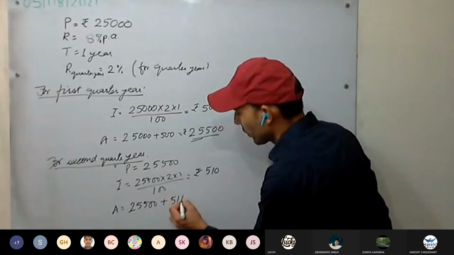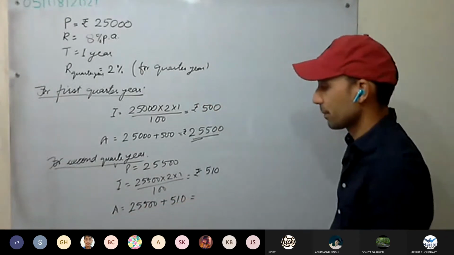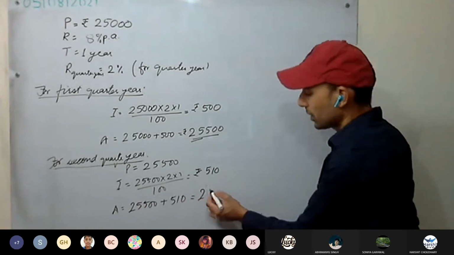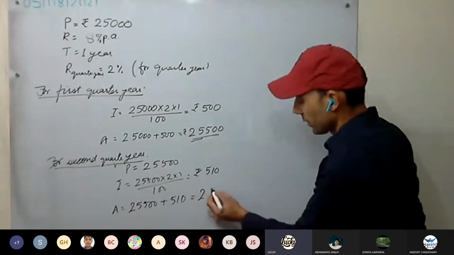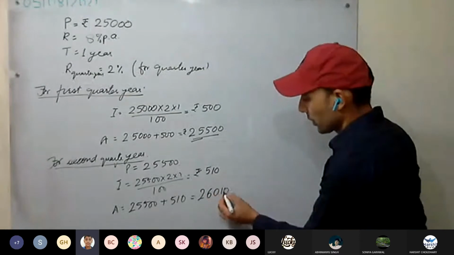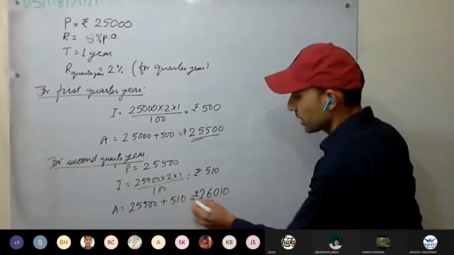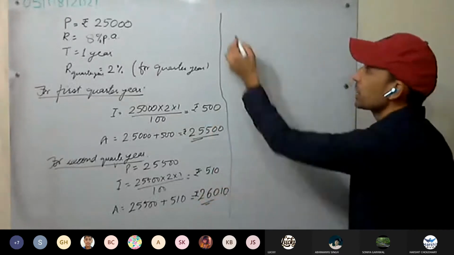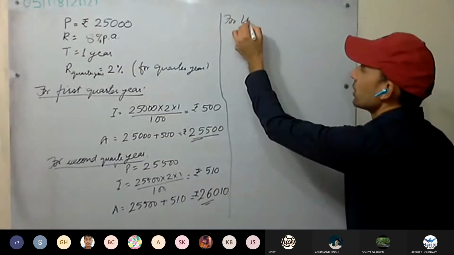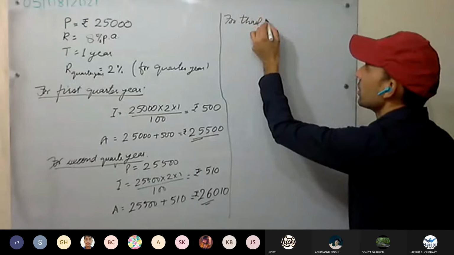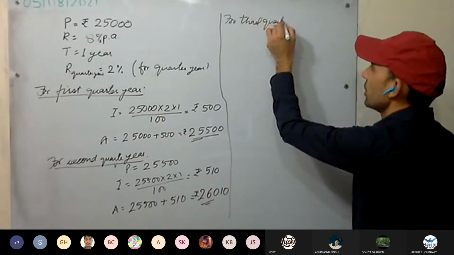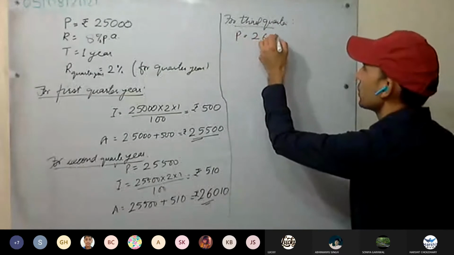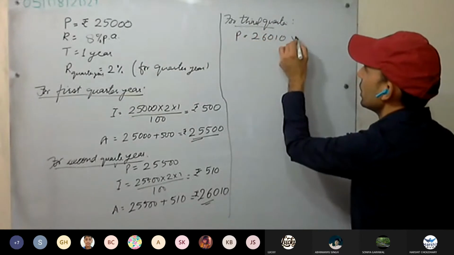So the amount is 25,500 plus 510. How much is it? 26,010 rupees. This is the amount after the second quarter. Okay, so this will be the principal for the third quarter. Principal equal to 26,010.